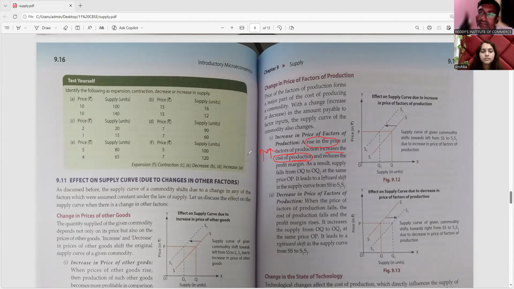If cost of production increases, price also increases and reduces the profit margin. Why? Because you spent more money, either you spent more amount for the purchase of raw material. Obviously, you will reduce your profitability margin.